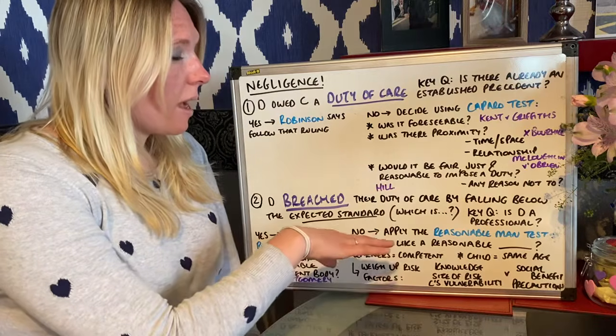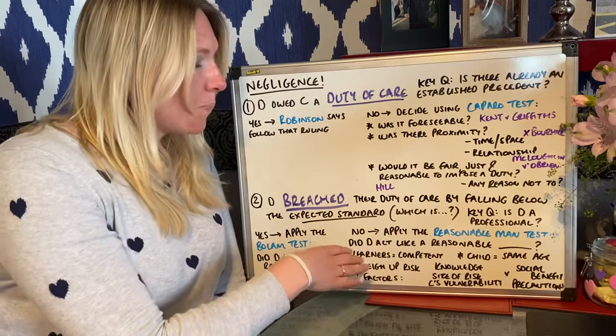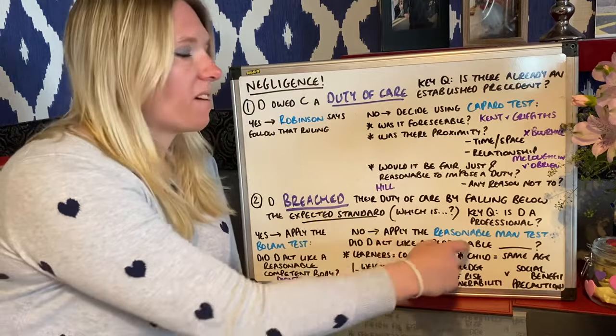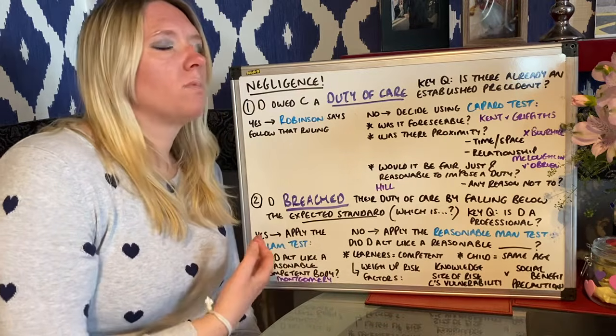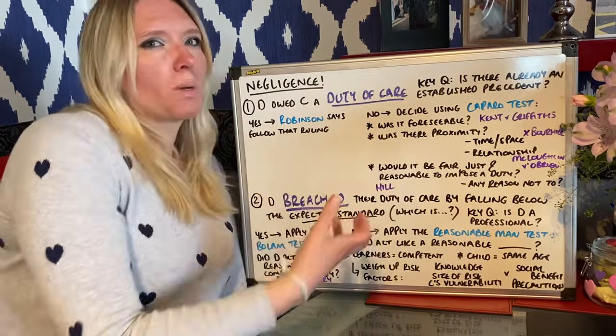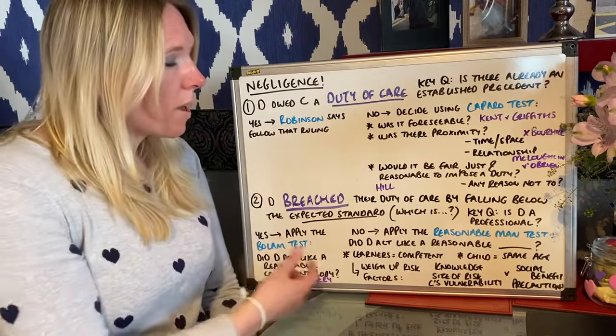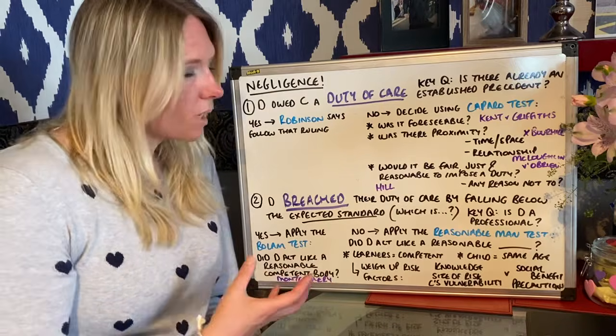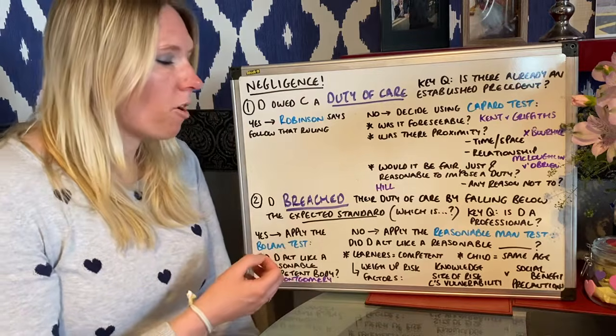Now, within that, how do we decide if they've acted like a reasonable driver, a reasonable parent, a reasonable 15-year-old, a reasonable employer? How do we do that? We weigh up the risk factors. And there's 5 key ones to be aware of.